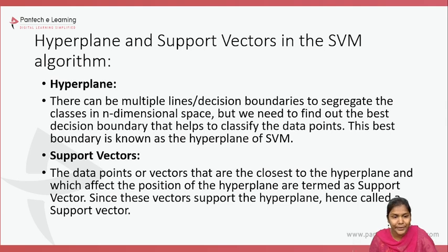Next come support vectors. The data points or vectors that are closest to the hyperplane and which affect the position of that hyperplane are termed support vectors. Whatever input data we are collecting, the data nearest to my hyperplane is what we take, and that is termed as support vectors. These support vectors are present near the line, the hyperplane.